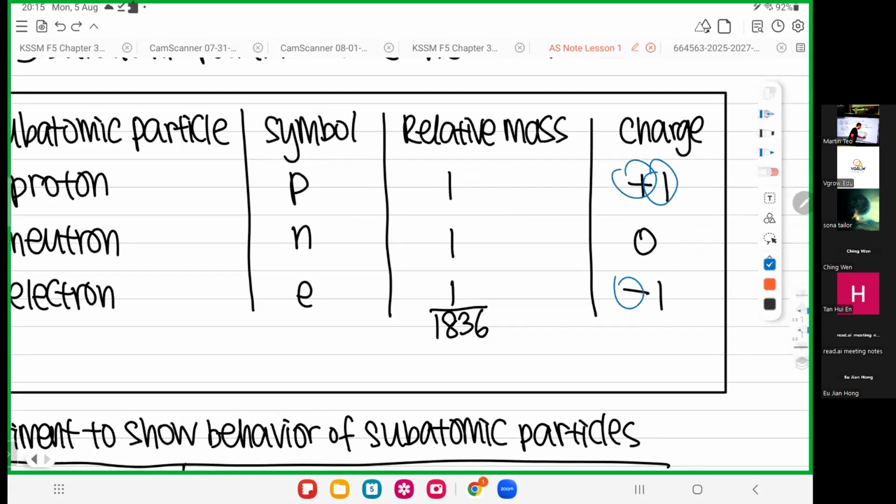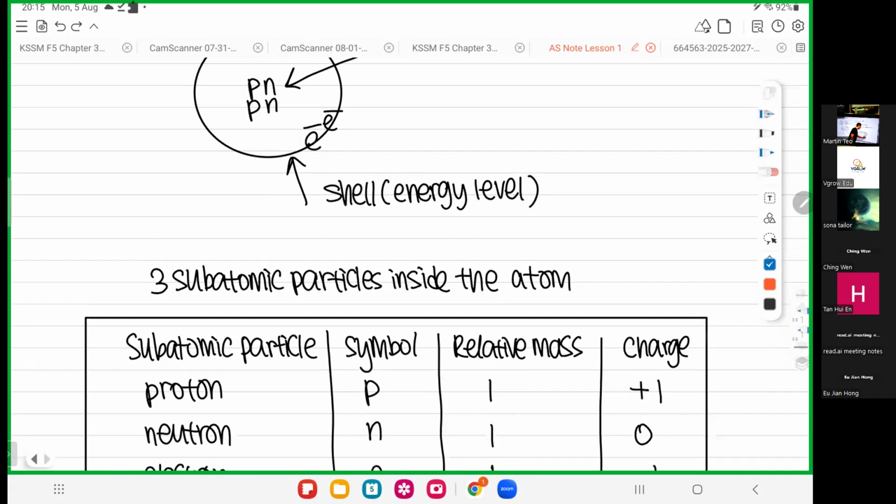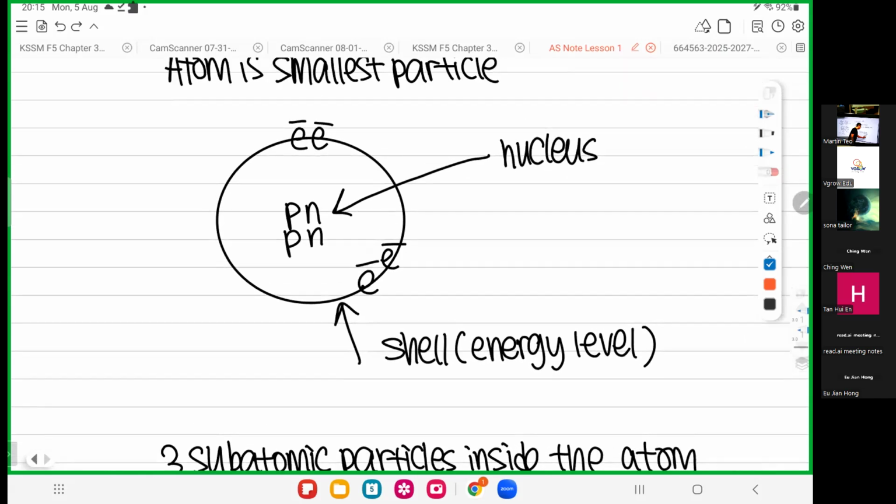And make sure you know the location, where to find them. Proton and neutron, you can find them in the nucleus. Nucleus is the center of your atom. Electron is outside the nucleus, and the electrons are moving in shells.